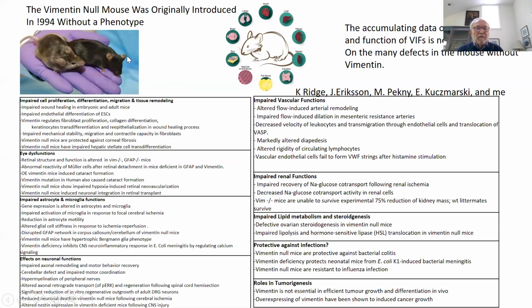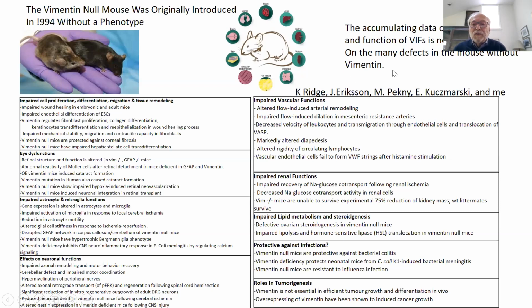this caused a lot of grief in my laboratory. I've been studying Vimentin for so many years, and we said, oh wow, the mouse lives, it reproduces. But in fact, over the years, it's turned out this is a very abnormal mouse. And this just indicates all of the organ and tissue systems that are affected in the mouse.